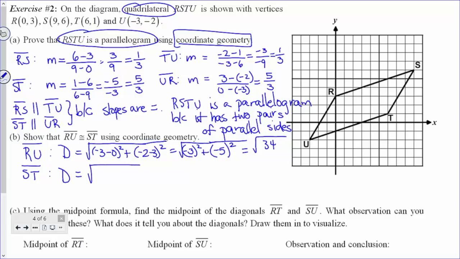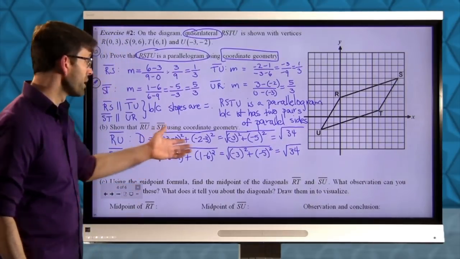Well, here we go again. ST, we've got (6 minus 9) squared plus (1 minus 6) squared. All right, 6 minus 9 is negative 3 squared. 1 minus 6 is negative 5 squared, and I think you can probably see that we have it. All right, and that's literally all we need to do.